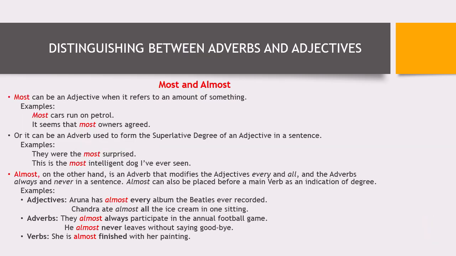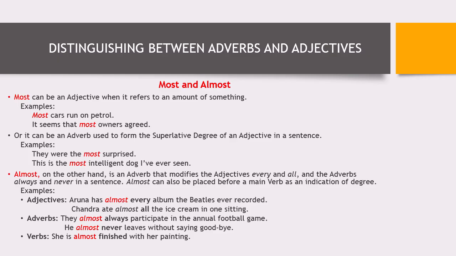Distinguishing between adverbs and adjectives. Most and almost. Most can be an adjective when it refers to an amount of something. Examples: most cars run on petrol. It seems that most owners agreed. Or, it can be an adverb used to form the superlative degree of an adjective in a sentence. Examples: they were the most surprised. This is the most intelligent dog I've ever seen.